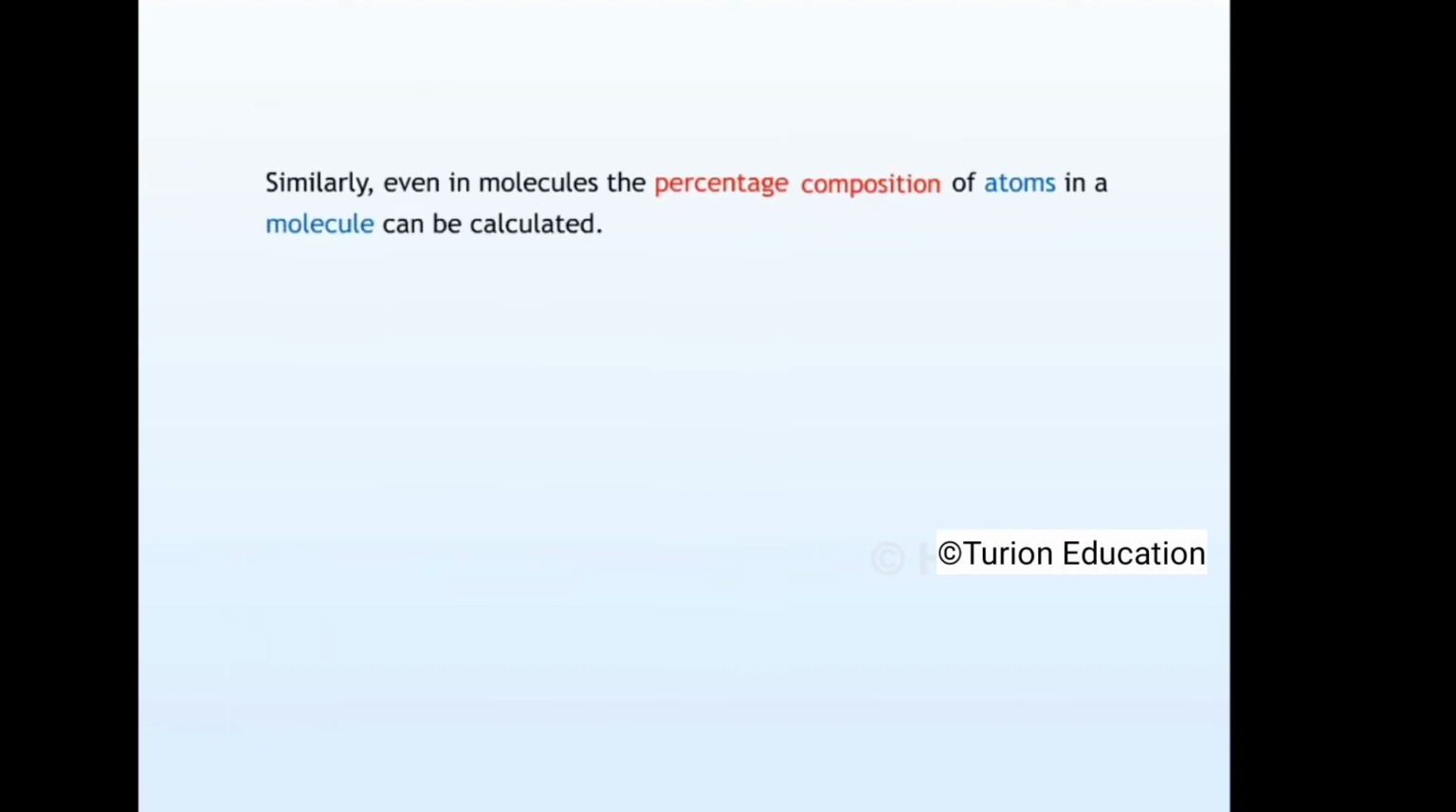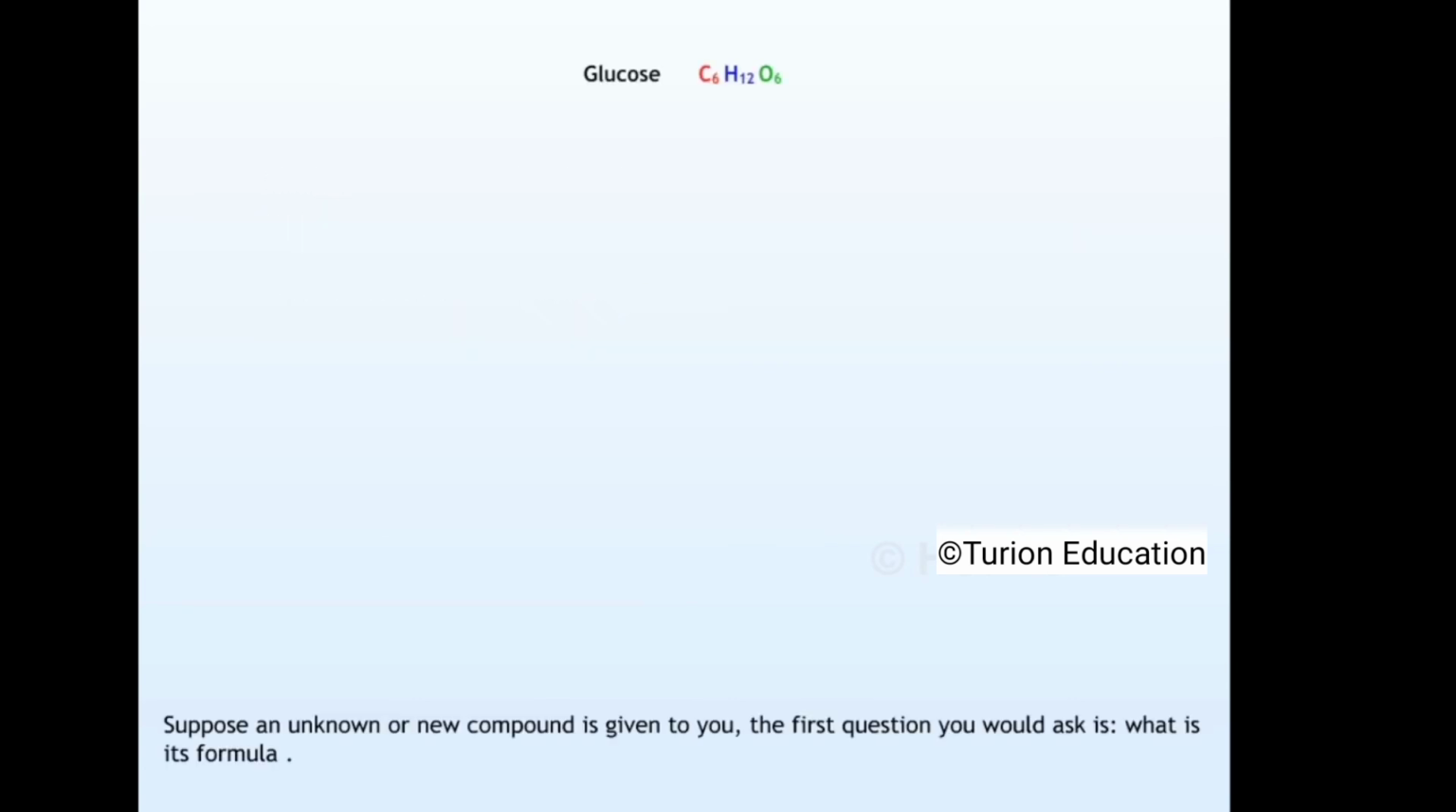Similarly, even in molecules, the percentage composition of atoms in a molecule can be calculated. Here, glucose has the formula of C6H12O6. Suppose an unknown or new compound is given to you. The first question you would ask is, what is its formula?